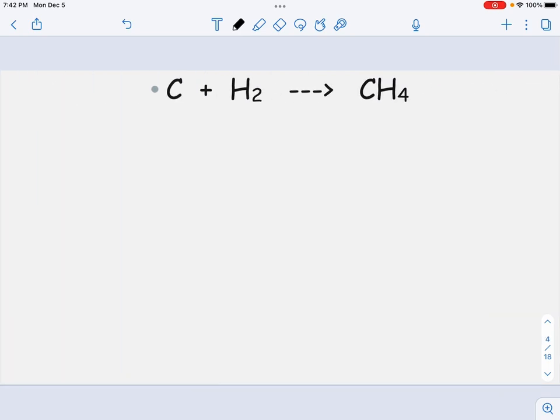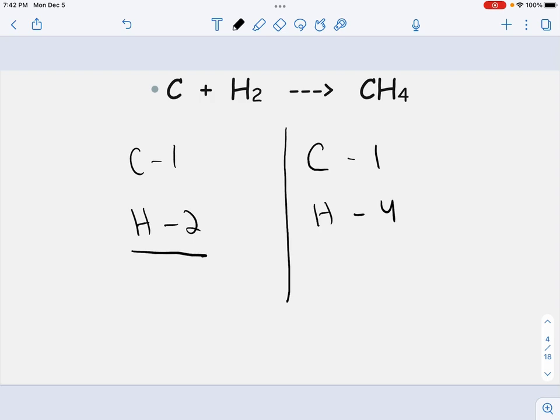We have C plus H2 produces CH4, okay? This is a relatively easy one, but hey, who knows, right? All right, so on the left-hand side, we have 1 carbon, 2 hydrogens. We have 1 carbon and 4 hydrogens. Carbon is balanced, but hydrogen is not.